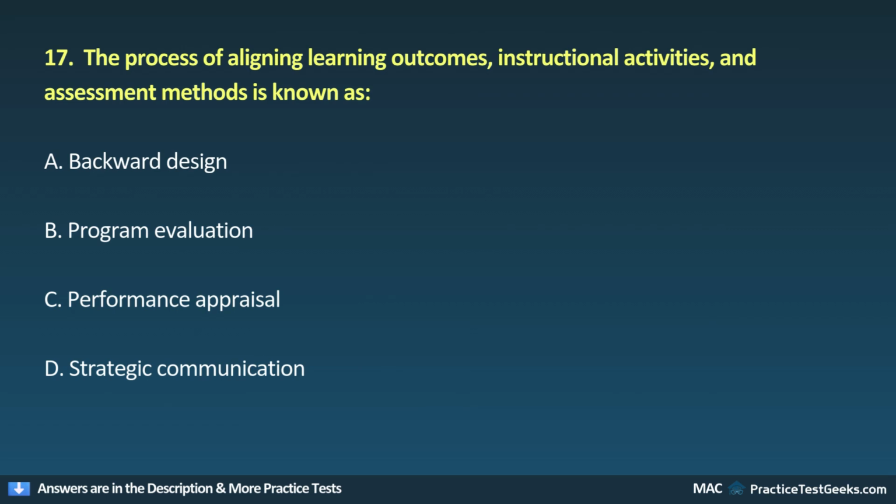17. The process of aligning learning outcomes, instructional activities, and assessment methods is known as A. Backward design. B. Program evaluation. C. Performance appraisal. D. Strategic communication.